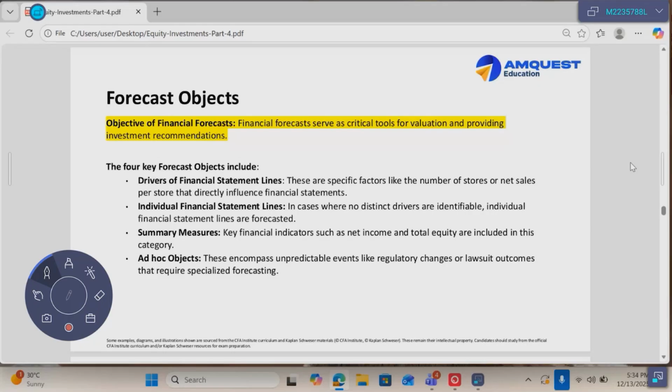The four key forecast objects include, first, drivers of the financial statements. These are specific factors like the number of stores or net sales per store that directly influence the financial statements.